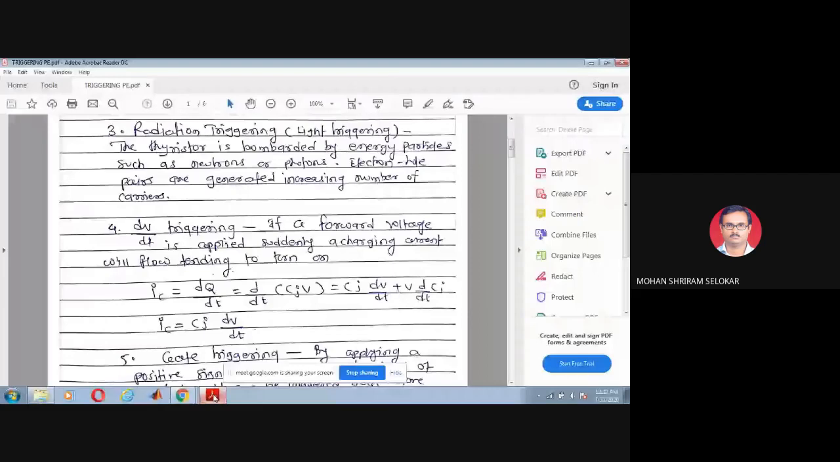Now basically, what is meant by di/dt? A sudden increase in the current, right? That is called di/dt, the rate of increase in current. So dv/dt is another method of triggering.